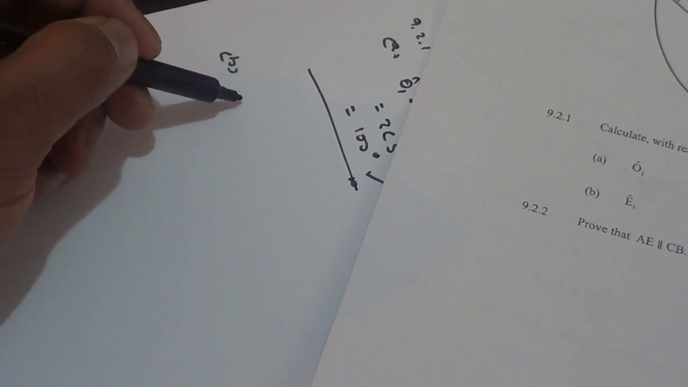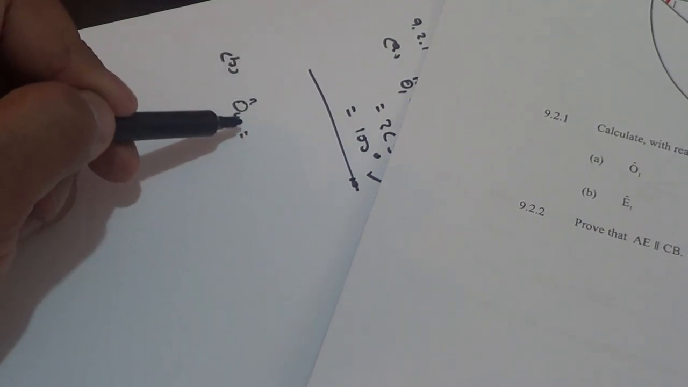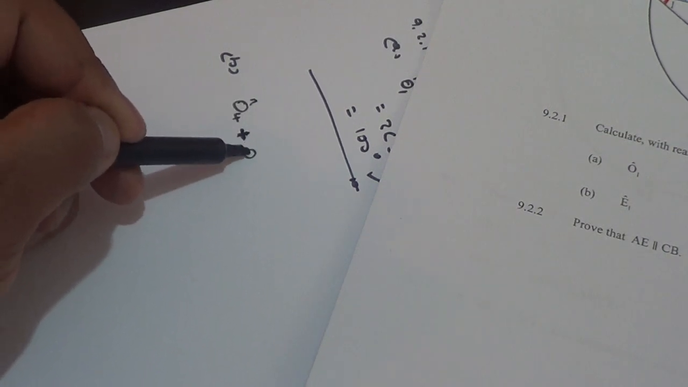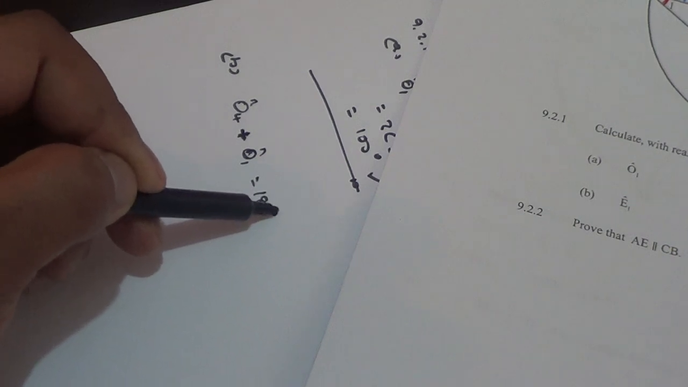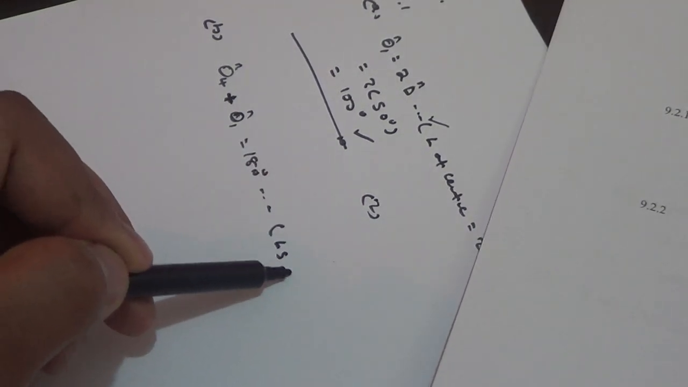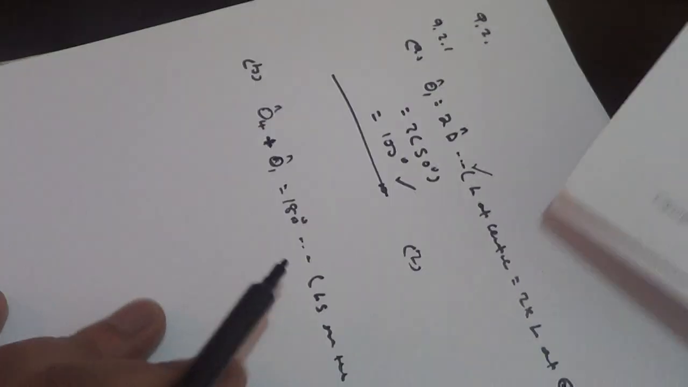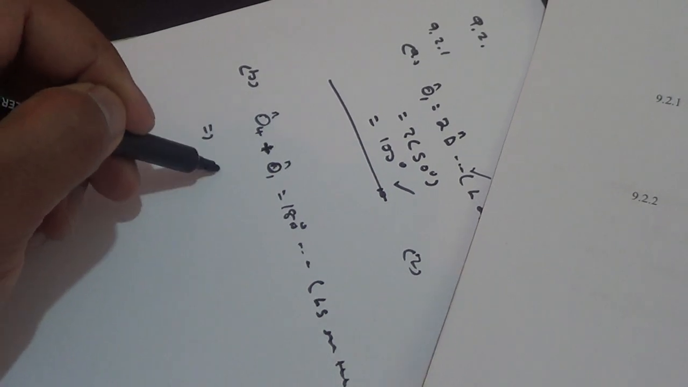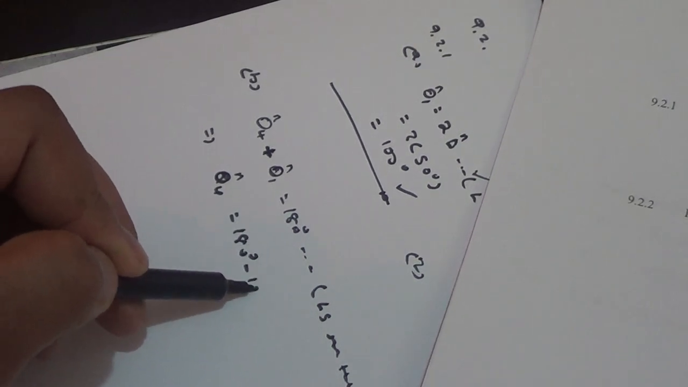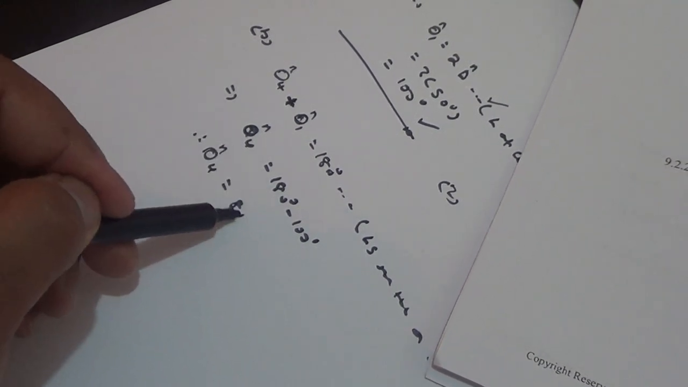So we can say, first of all, angle O4 plus angle O1. They are supplementary, okay? The answer is Y. These are angles on a straight line, okay? Angles on a straight line are supplementary. It follows that O4 is equal to 180 degrees minus 100, which we found above. Therefore, O4 is going to be 80 degrees, okay?